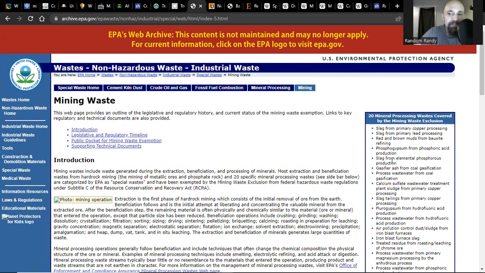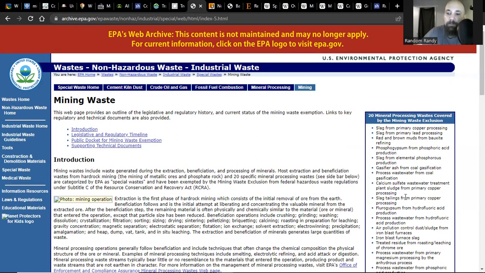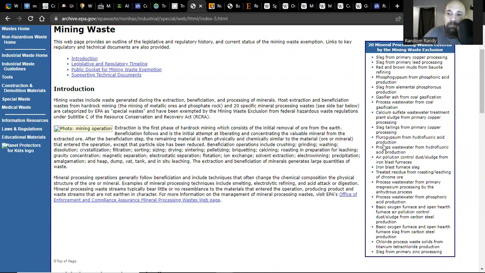Okay. So, I mean, it makes a lot of sense to me, everything they're doing here. I'm not necessarily for or against any of it. I mean, I see it as a process that is happening, right? And it's phosphogypsum from phosphoric acid production. So then they turn around and extract the gypsum, which they use in our walls, our drywall and stuff. Okay. Calcium sulfate, wastewater treatment plant sludge from copper processing, slag tailings from copper, fluorogypsum from hydrofluoric acid production. And so they extract the fluoride and the gypsum. You see why some of these materials are being given to us as sometimes food, drink.